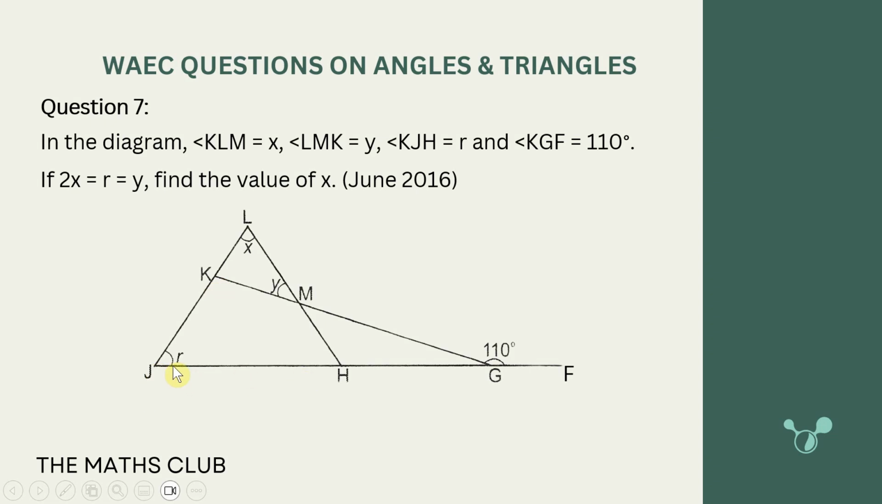KJH, the angle at J is R. KGF, the angle at G is 110 degrees. So if 2x is equal to R and R is also equal to y, find the value of x, taken from June 2016. Pause the video and just try this out by yourself. You never can tell if you get it.